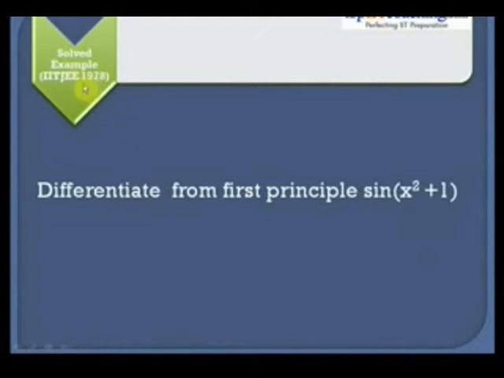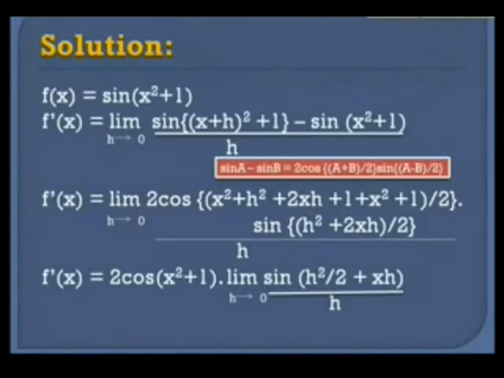Now let us solve an IIT problem. This appeared in 1978: differentiate from the first principle sine of x square plus 1. So the function given to us is sine of x square plus 1 and we have to differentiate this function from the first principle. So f(x) is equal to sine of x square plus 1. Now f dash x from the first principle would be equal to limit of sine of (x plus h) whole square plus 1 minus sine of x square plus 1, whole divided by h, as h tends to 0.